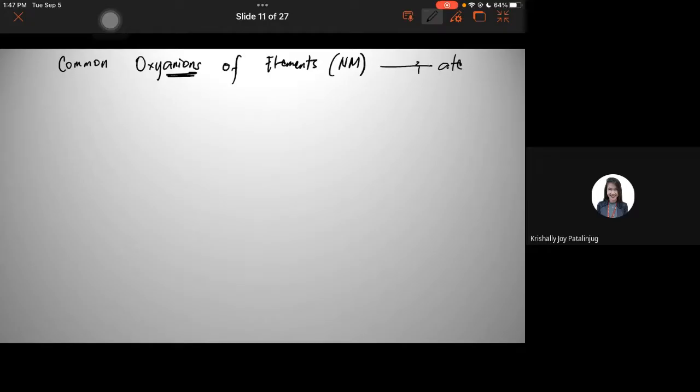ATE suffixes. Example, for chlorine, its common oxyanion is actually chlorate. Again, those ending in ATE. And what is its formula? It's ClO3 negative. For bromine, it's bromate.